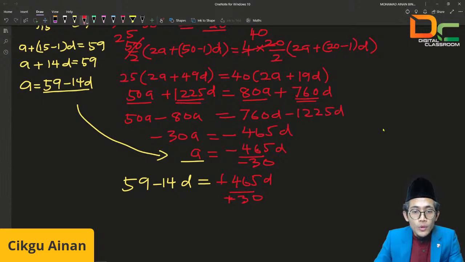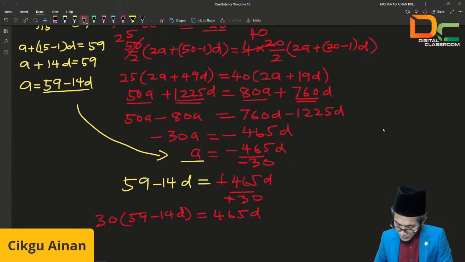So this 30 I bring over there. 59 minus 14D. Oh yes, 59. I confused A with 59. This one is D, okay, no problem. 465D. Okay, that's good. 30 multiplied by 59.